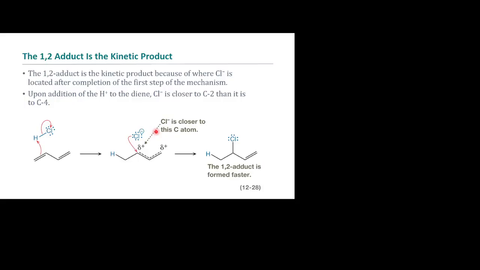Okay, so this is the 1,2 adduct right here. This is going to be your kinetic product, and that's because the chloride is actually located after completion of the first step of your mechanism, and so it is literally the faster one to get to. Okay, I know, that's quite nice, isn't it? It's literal kinetic, like you would for driving a car. And so you can get to this one faster. This one takes more time to get over there. And so that, of course, is the one that forms faster.